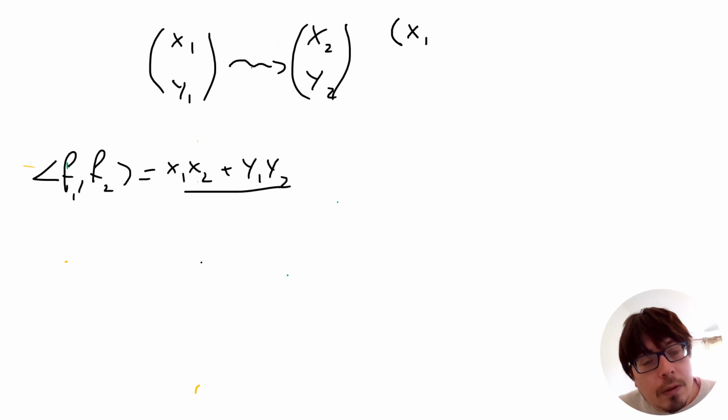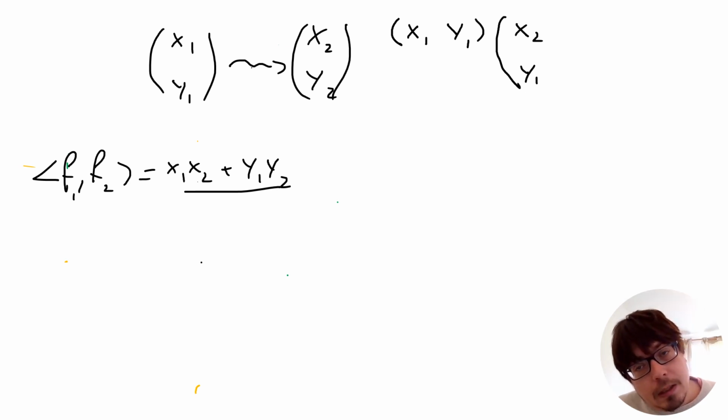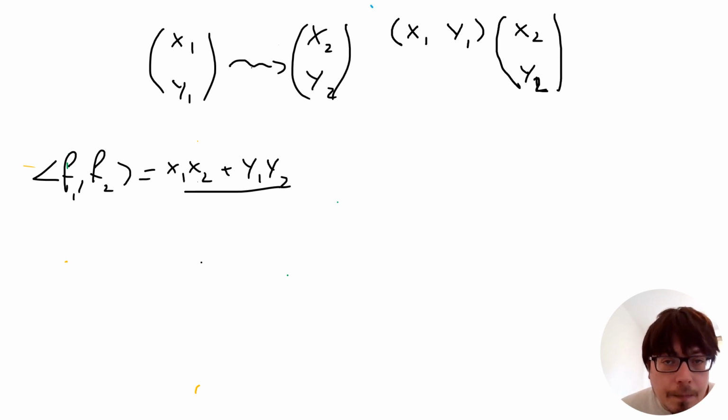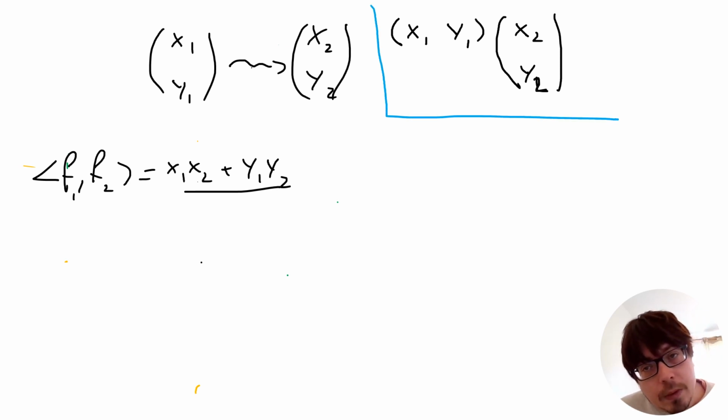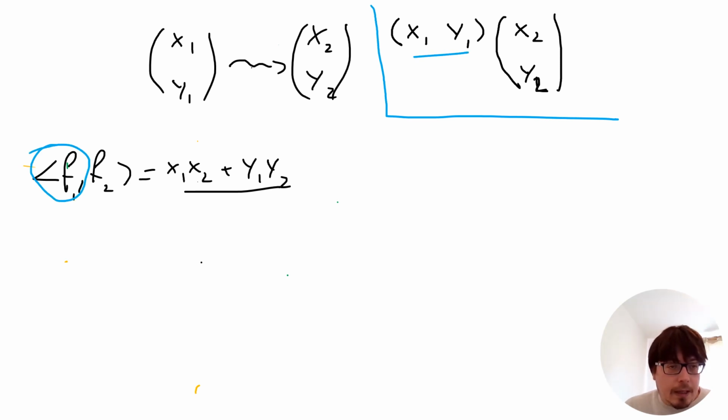If you allow me to draw the vectors in this way, and in this way, this is, at the moment, just a visual trick to help with the realization of the scalar product. What I'm saying is that if we place this vector here horizontally, and this vector here vertically, we call this a row and this a column.